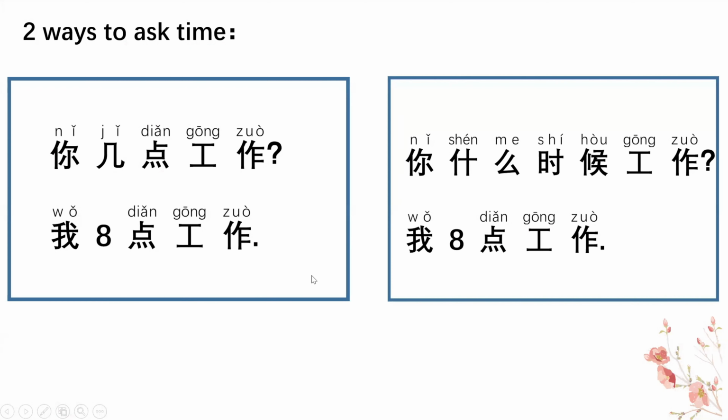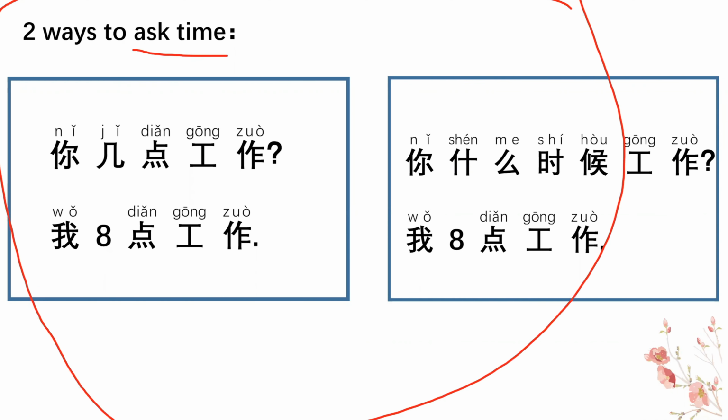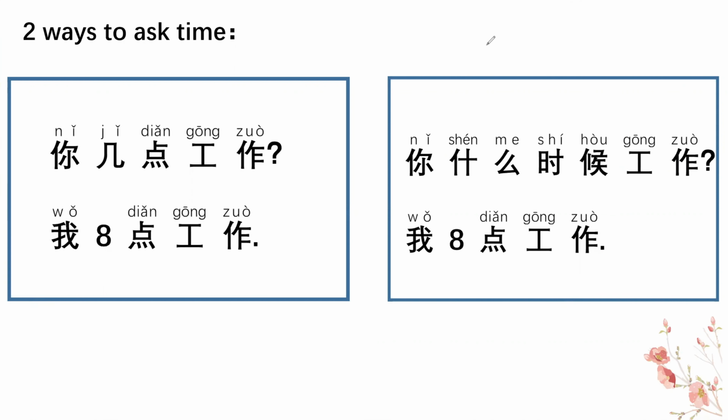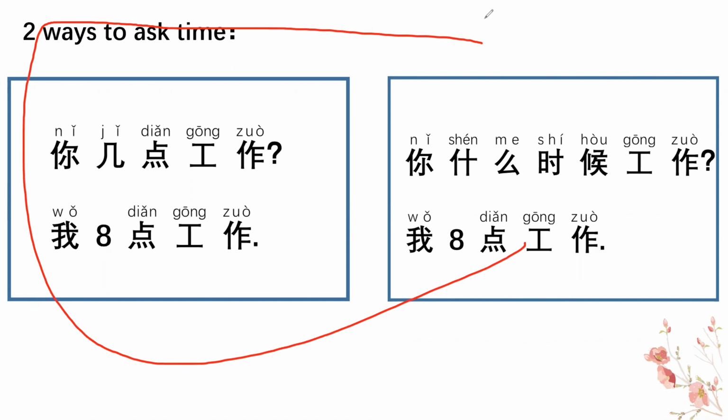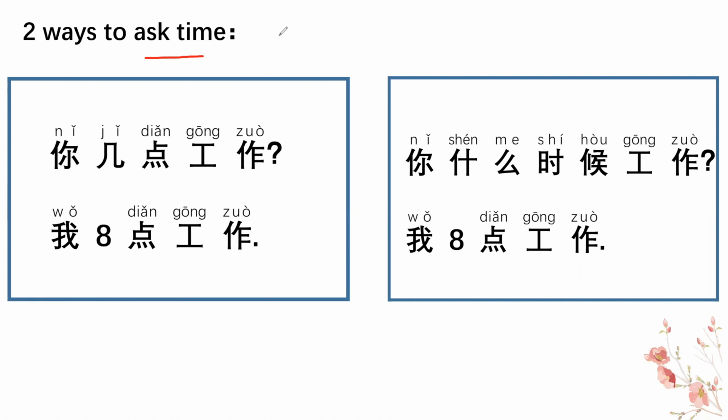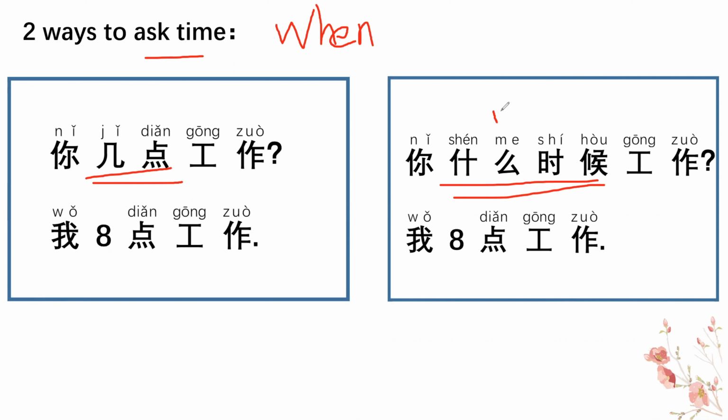Okay, next one is for the time, but let us review how we ask the time in Chinese. This page, we went through it in the last lesson. I think that's lesson 11. I will teach you guys on this page 2 ways to ask the time, which is when, right? In English, you say when or what's the time. So first one is 几点. Second one is 什么时候. 什么时候 means when.